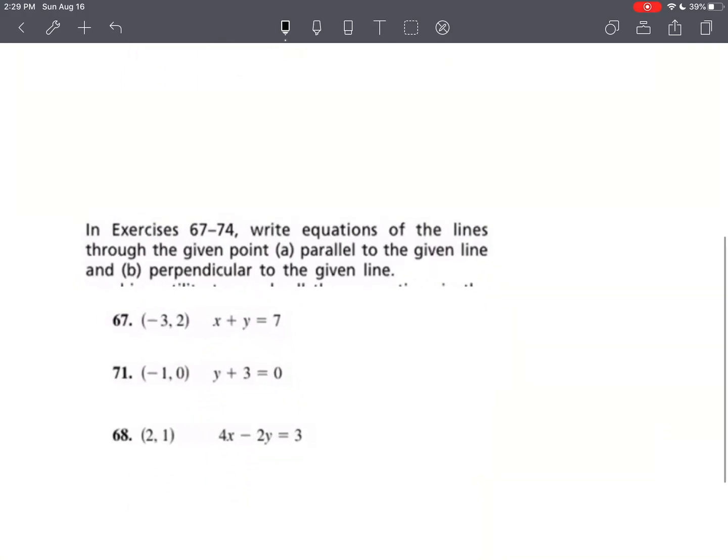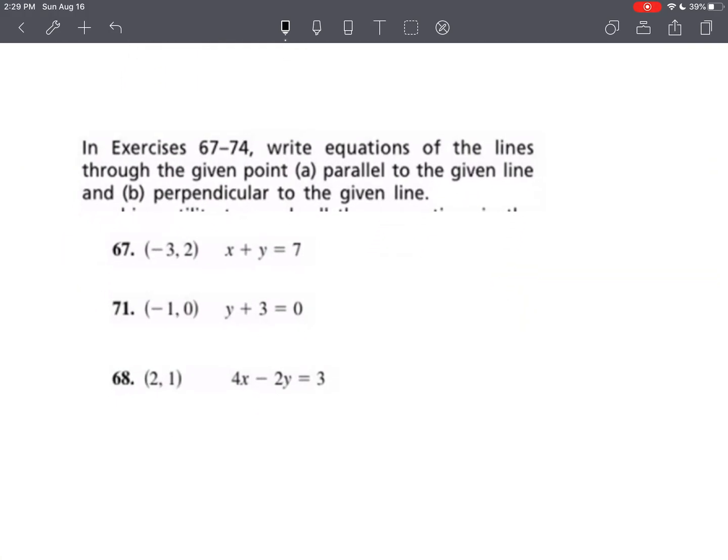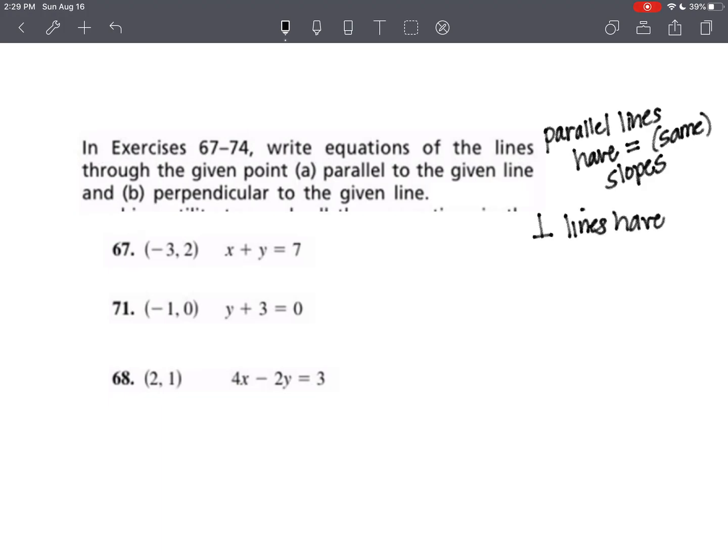And then here, you'll have some parallel and perpendicular problems in your homework. Remember that parallel lines have equal slopes, the same slope. And perpendicular, that's your symbol for perpendicular, perpendicular lines have opposite reciprocal slopes.